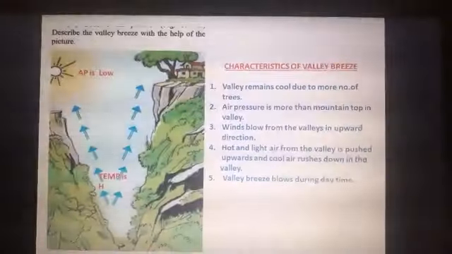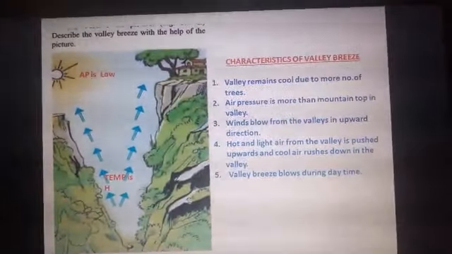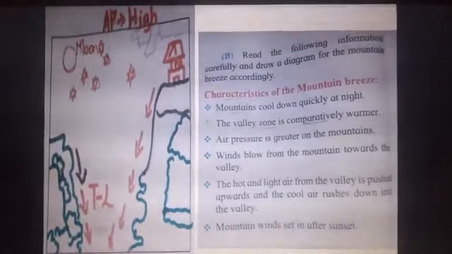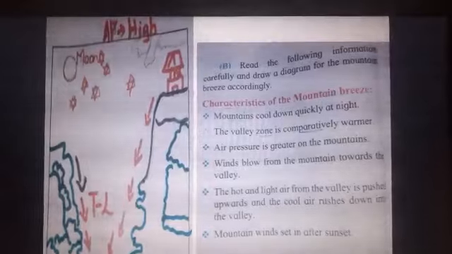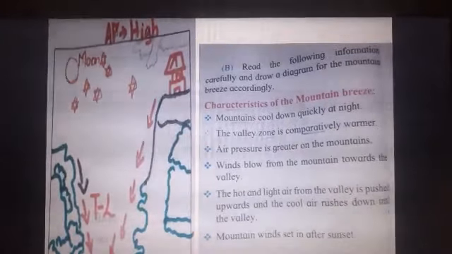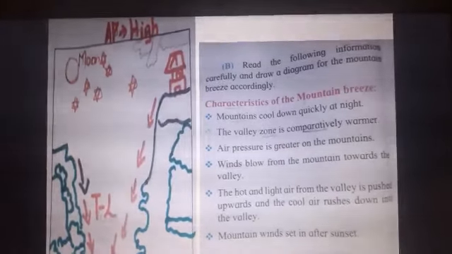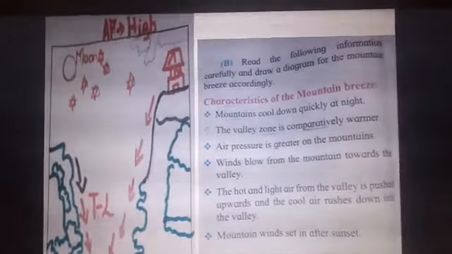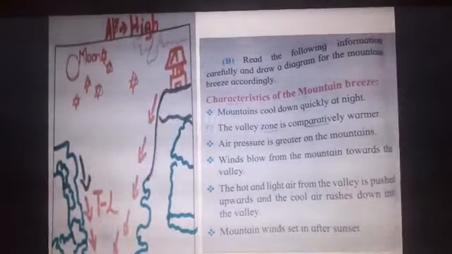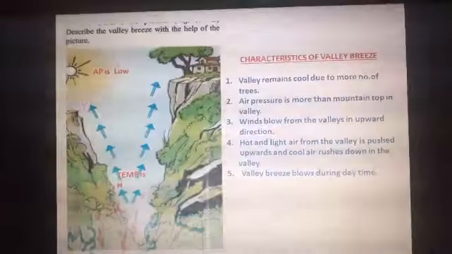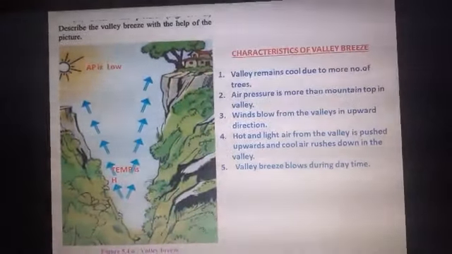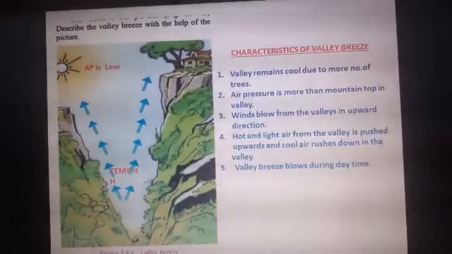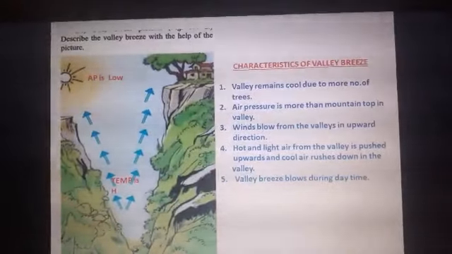We have seen the first type, the valley breeze, and the second, the mountain breeze. You will read the textbook to understand more clearly. It is very simple, children. Breezes which are blowing from the mountain towards the valley are the mountain breezes. Then the winds which are blowing from valleys to the mountain are the valley breezes. Hope this is clear to you.